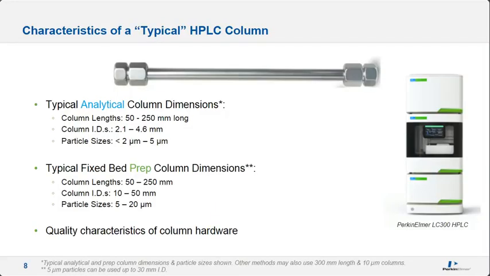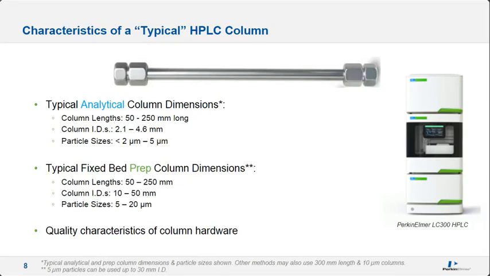What are the typical characteristics of an HPLC column? We've kind of broken it into two major categories. We have HPLC columns that are utilized for analytical applications, and these columns are generally from 50 millimeters to 250 millimeters long. They have column IDs from 2.1 to 4.6 millimeters, and they contain particles that are greater than 2 micron and generally top out at about 5 microns.